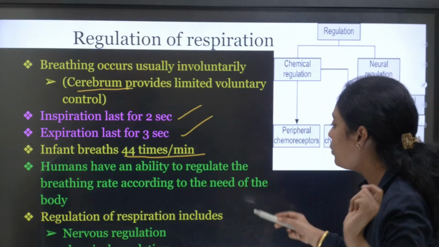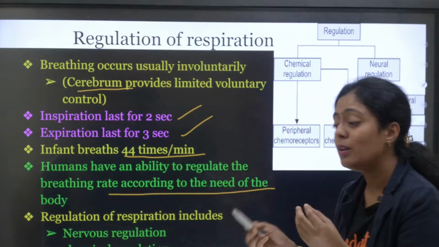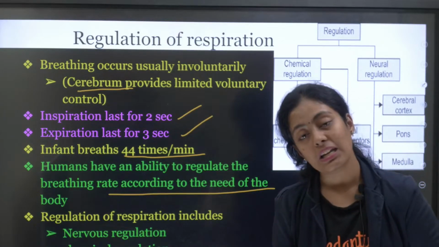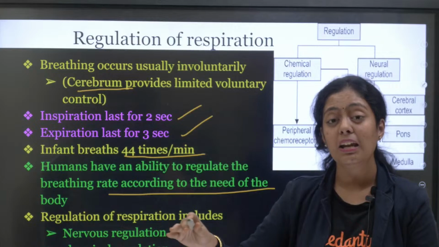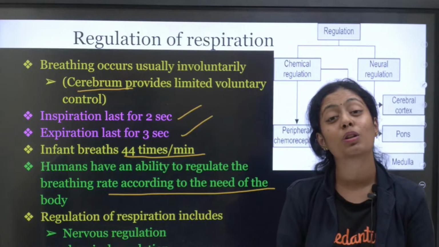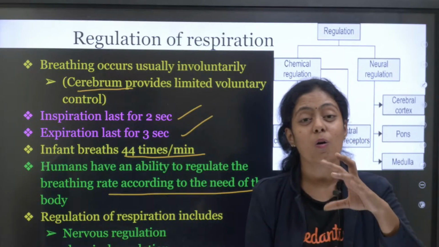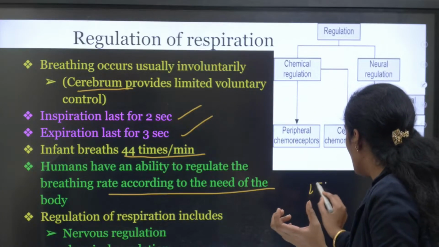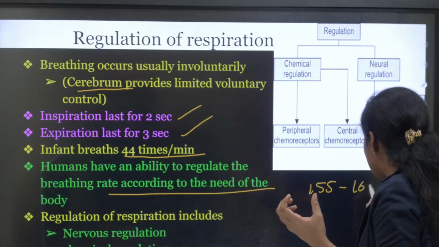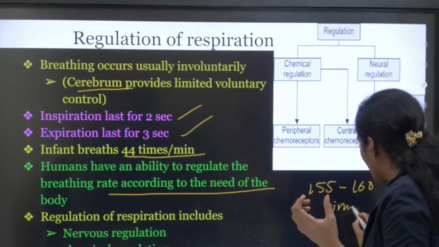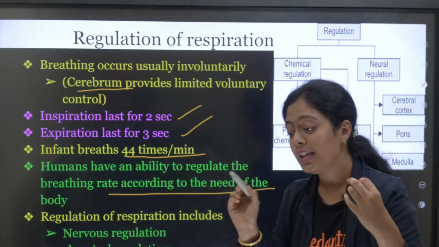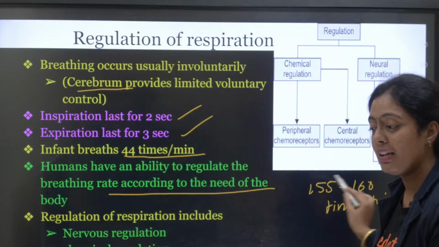Humans have an ability to regulate the breathing rate according to the need of the body. According to my body, according to my need, I can regulate my breathing rate. When the same baby is in the womb, its heart beat, you won't believe it, the heart beat of babies in the womb is 155 to 160 times per minute. See how high that is? When they are a fetus, this will be the breathing rate.